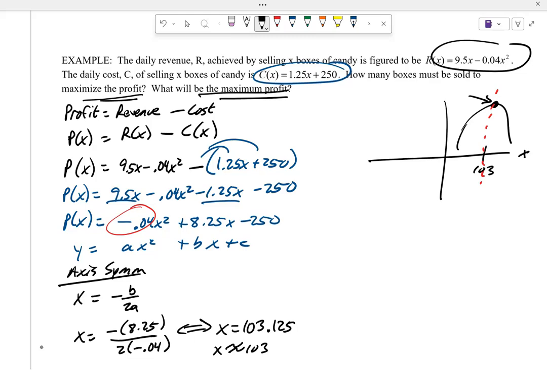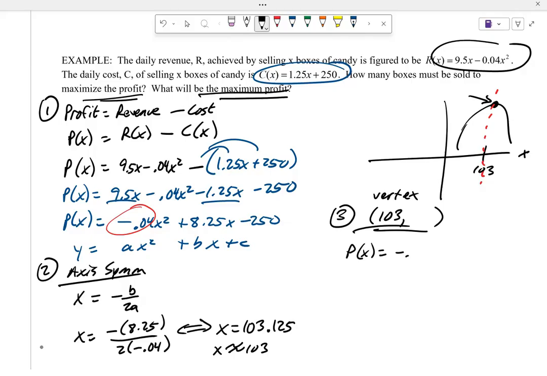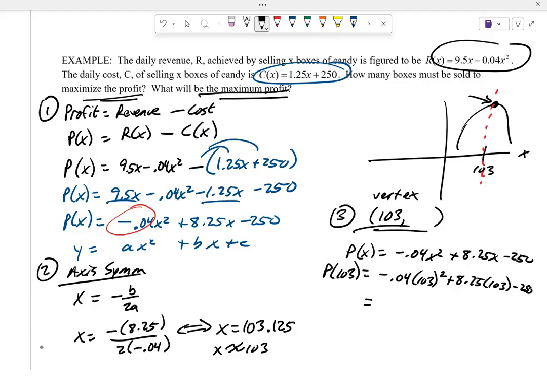Now, what would the maximum profit be? Step 2, what is the max profit? Well, we know it occurs there. In other words, where's our vertex at, right? What's the y value there? Let's throw it into our profit function. And this will end up being $175.39.